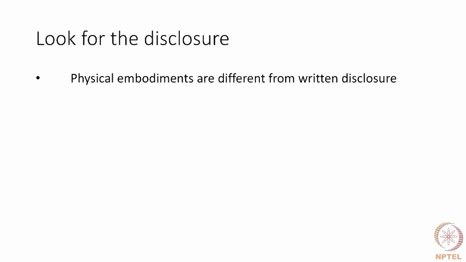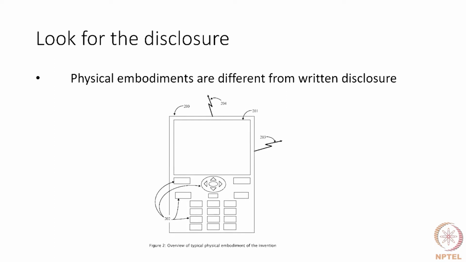A disclosure, you have to bear in mind, is a written disclosure, which is different from the physical embodiment of the invention itself. For instance, this is how a remote control device looks like. There is an interface, there are some buttons, and typically it's in a standard form. This could be understood as a physical embodiment, or how it will look in its physical state.